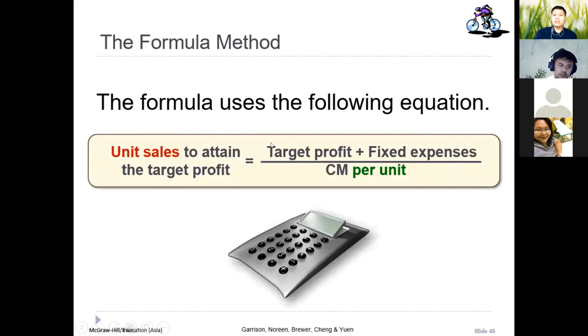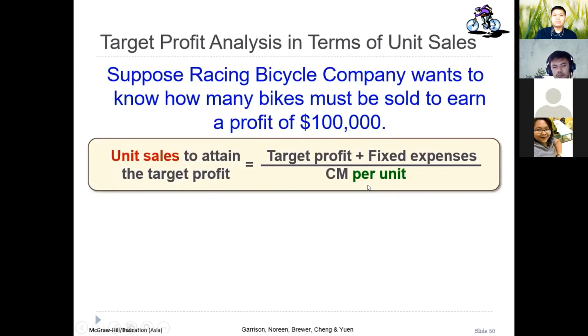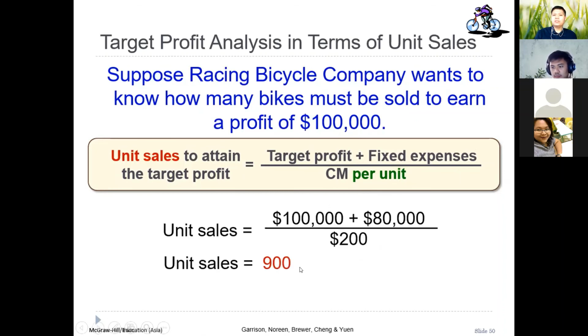Next, the formula uses the following equation. Target profit, ito na pala, plus the fixed expense divided by the CM. This is what we did, no? Similar to our formula kanina doon sa Excel file. Next, suppose Racing Bicycle Company wants to know how many bikes must be sold to earn a profit of 100,000. So ganun din, fixed expense plus the target profit of 100,000 divided by the CMU. And of course, you still get 900.